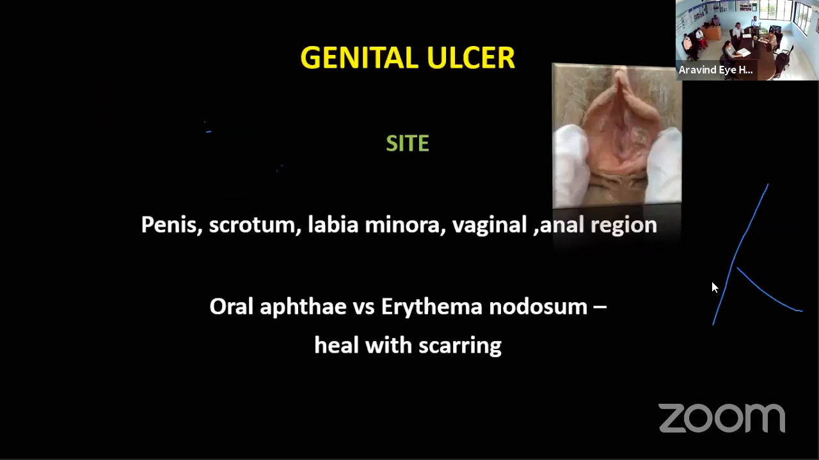Next slide, please. The genital ulcers, as you know, are seen in the genital area, and they heal with a characteristic scarring response. So look at the difference here. They heal with a scarring response.